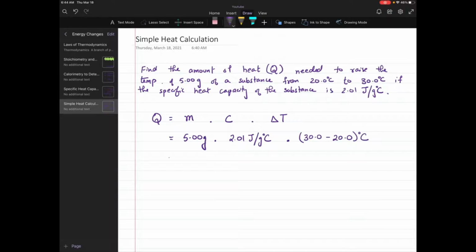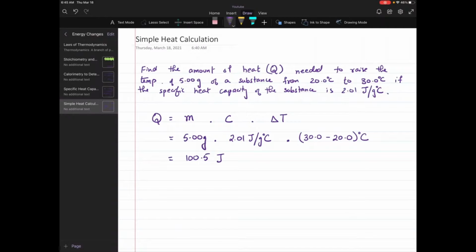Okay, now let's plug the values into a calculator and solve for the answer. So 5 times 2.01 times bracket 30.0 minus 20.0, and that gives us a value of 100.5 joules of energy. Okay, so this is 100.5.